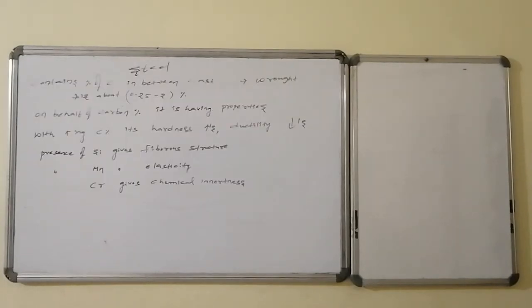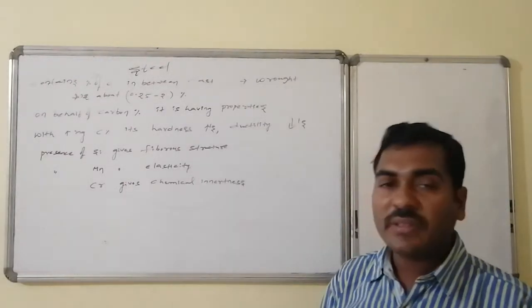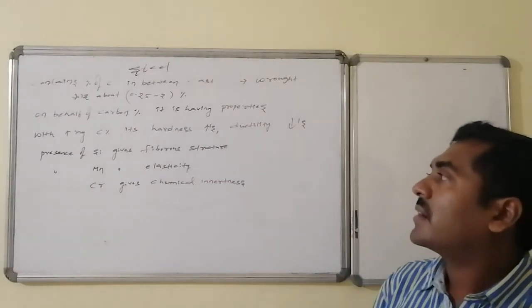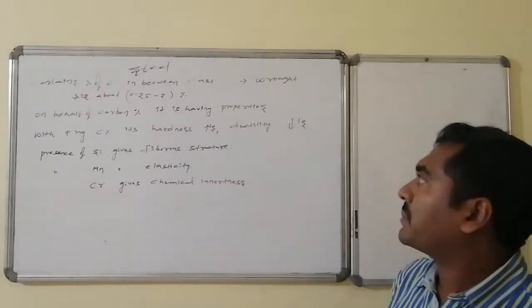The next variety of iron is steel. It contains a percentage of carbon in between cast iron and wrought iron. The percentage of carbon is 0.25 to 2%. On behalf of the percentage of carbon, its properties are dependent.